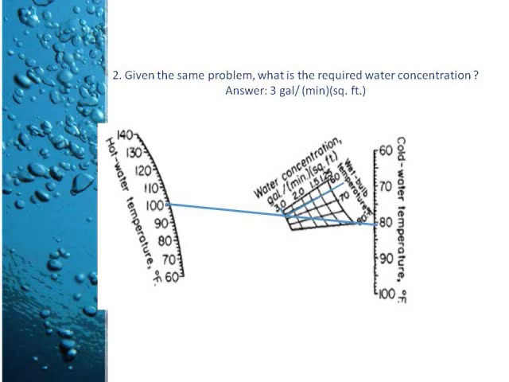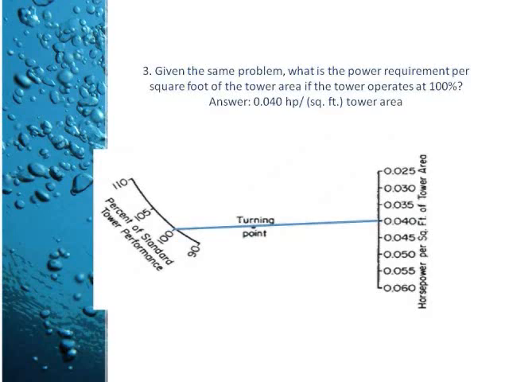Then for that, we will be using the last nomograph, which is used to obtain the horsepower requirement per square foot of tower area. In this part, we are required to obtain the power requirement per square foot of tower area of the given cooling tower if the tower operates at 100% of the standard tower performance. To obtain it, we will just find the point of the 100% tower performance and then create a line extending from that point to the horsepower per square foot of tower area line, which passes through the turning point. In this problem, we will obtain a horsepower requirement per square foot of tower area of 0.04 HP per square foot.